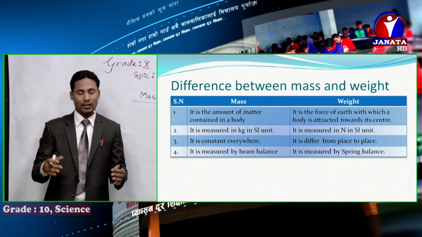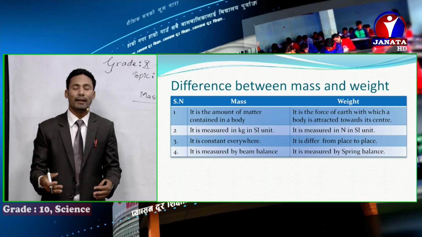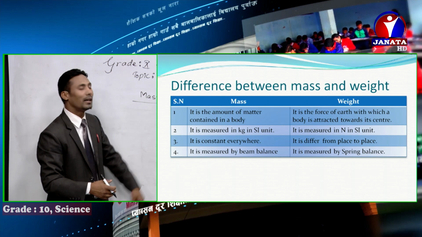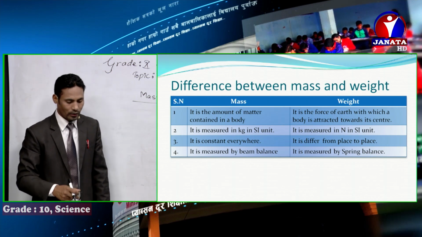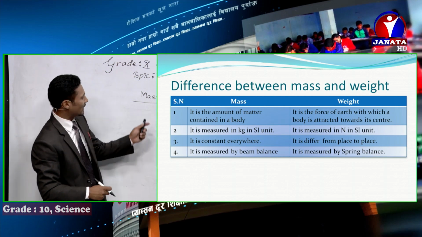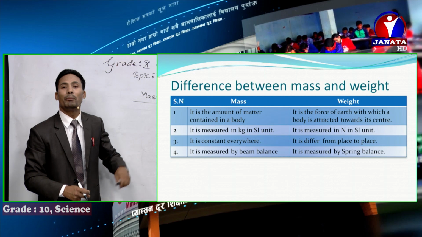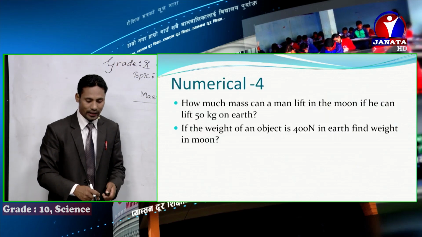For example, if you take the weight of an object in the mountainous region and in the Terai region, then definitely the weight will be more in the Terai region. That is due to the acceleration due to gravity, so it differs from place to place, right? And as I've already said, for measurement of mass we can use the beam balance, whereas weight can be measured using the spring balance.